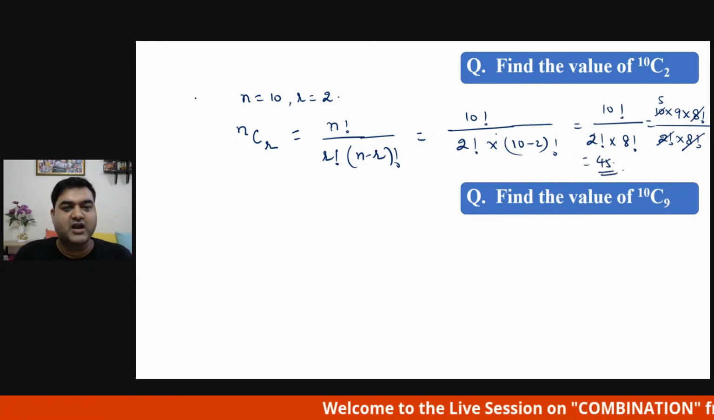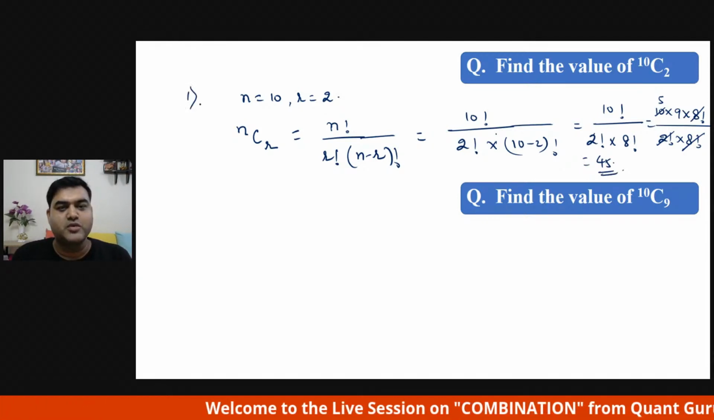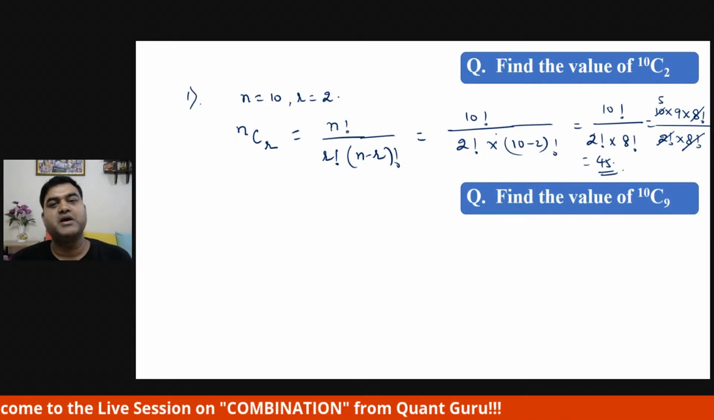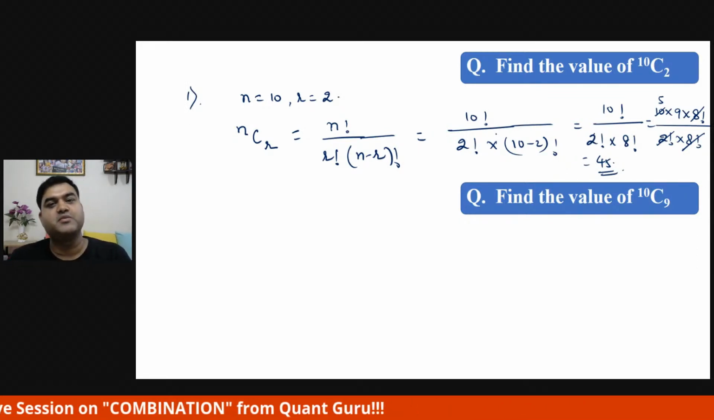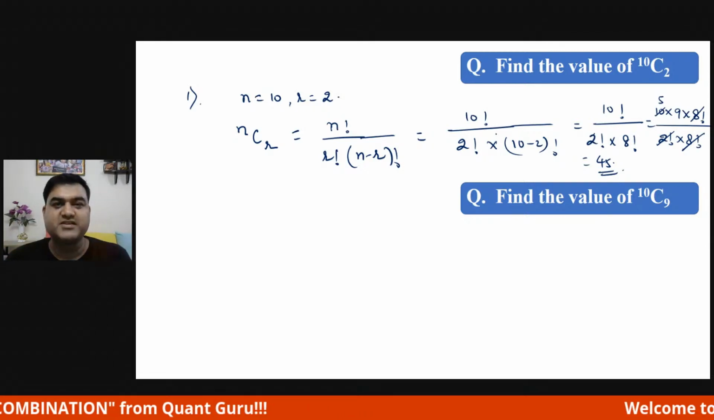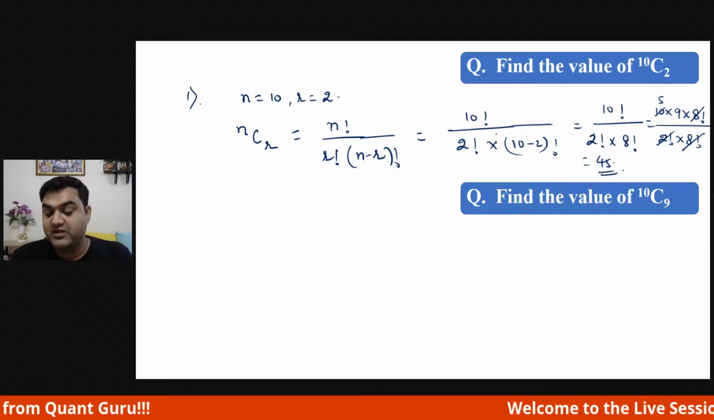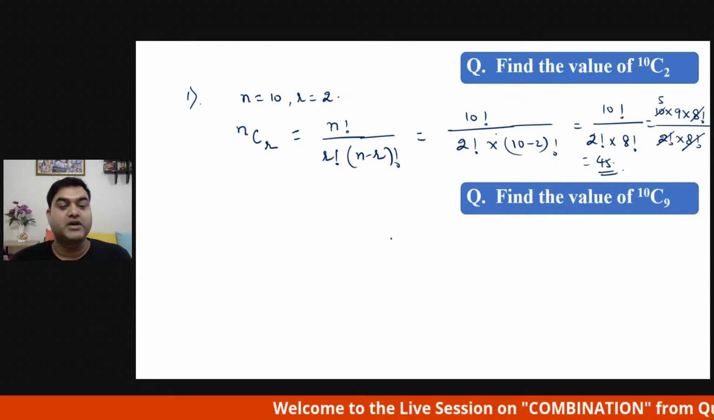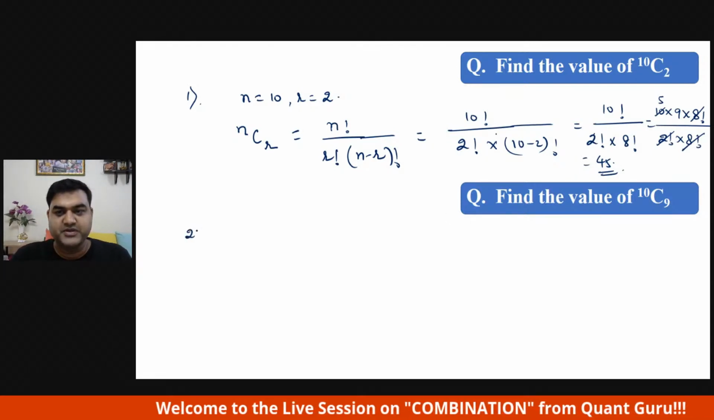Though we have started doing this question, that does not mean the same question you will get in the placement paper or any bank exam, railway examination, government examination. No, you will not. It is just to start the introduction part. In case you have to find the value of nCr, how do you do that? Okay, let's see another question based on that.